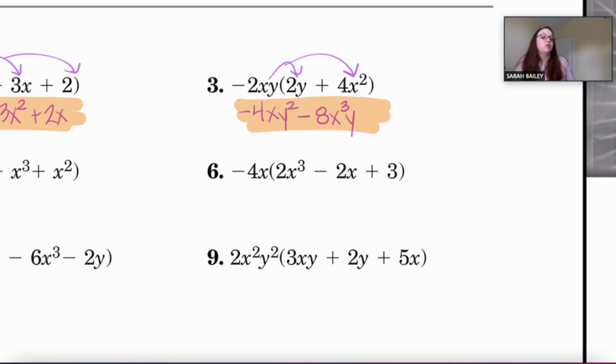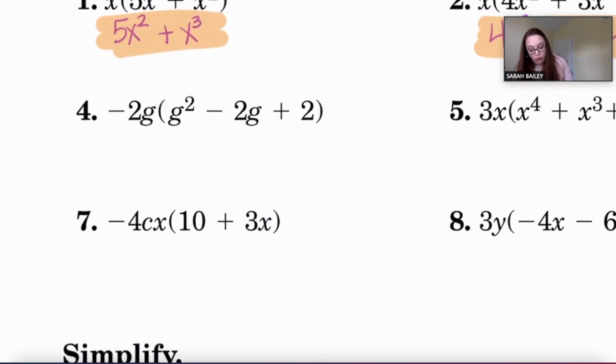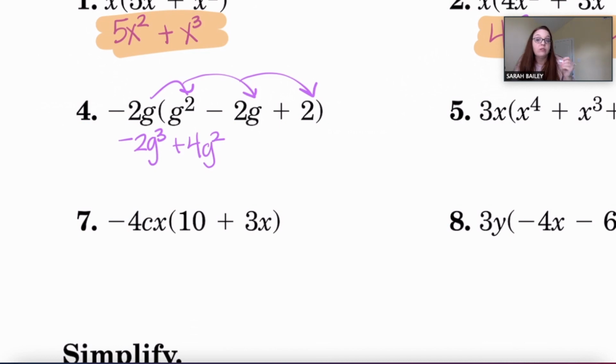Okay, let's do another one. Let's go to number 4. So this time you're going to distribute a negative 2g. So I'm going to get my arrows. So negative 2g times g squared. That's going to give me negative 2g cubed. Negative 2g times another negative 2g. Negative 2 times negative 2 is positive 4, so plus 4. g times g gives me g squared. Then I've got to do negative 2g times positive 2. Negative 2 times positive 2 is negative 4. Keep the g.